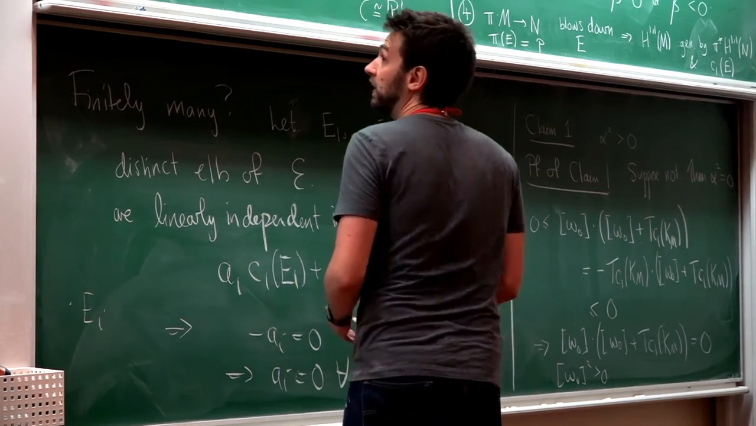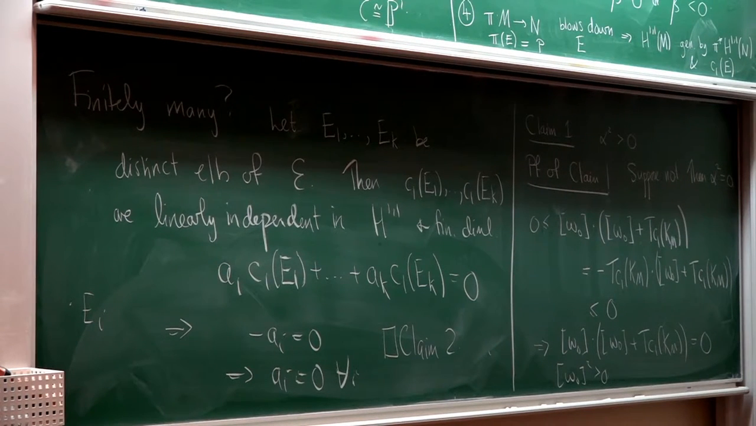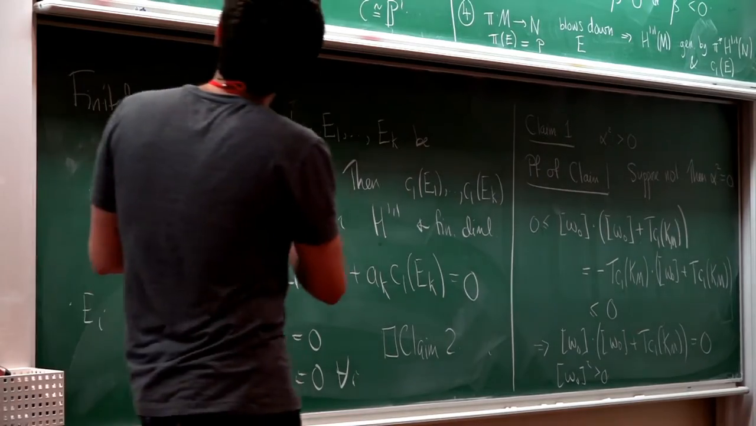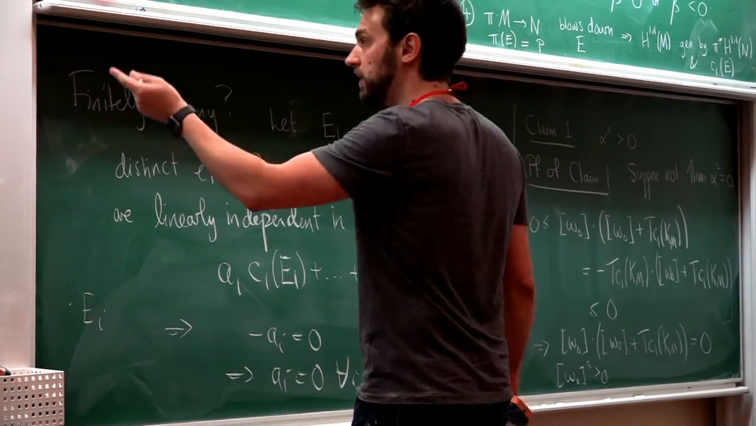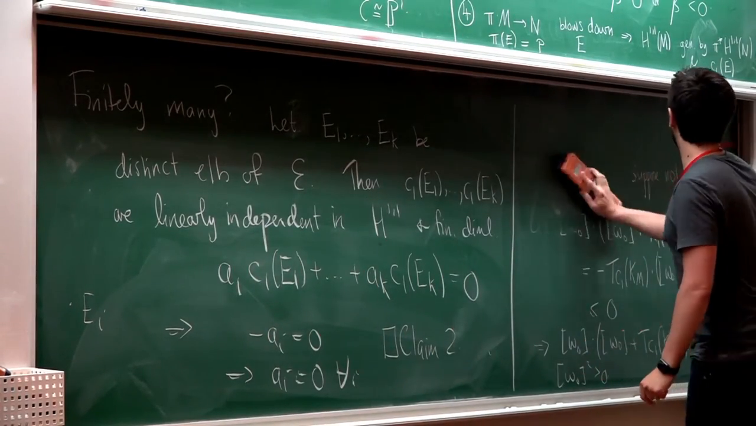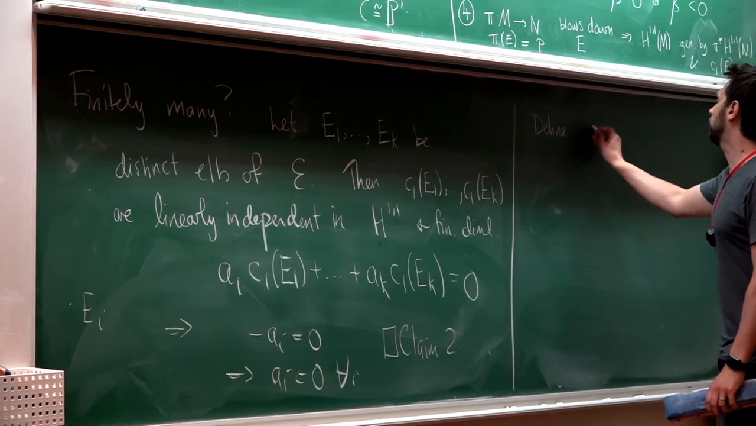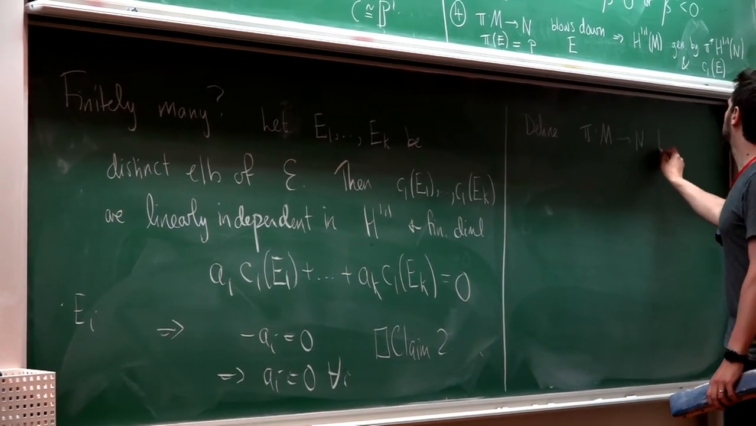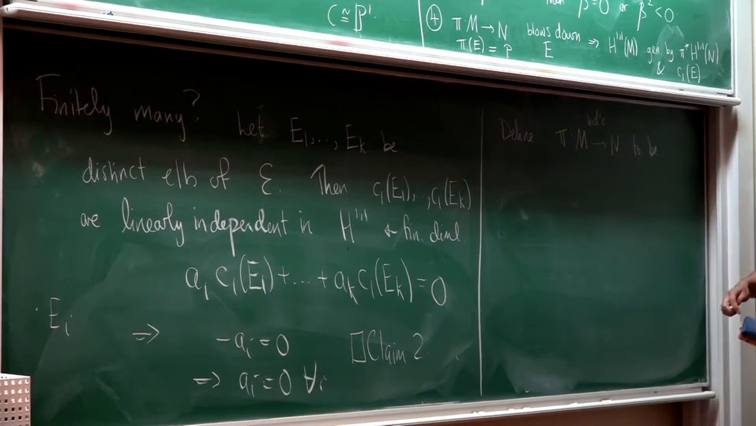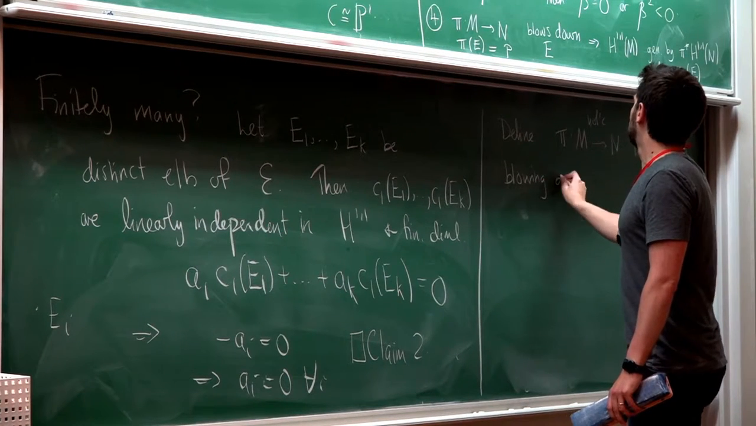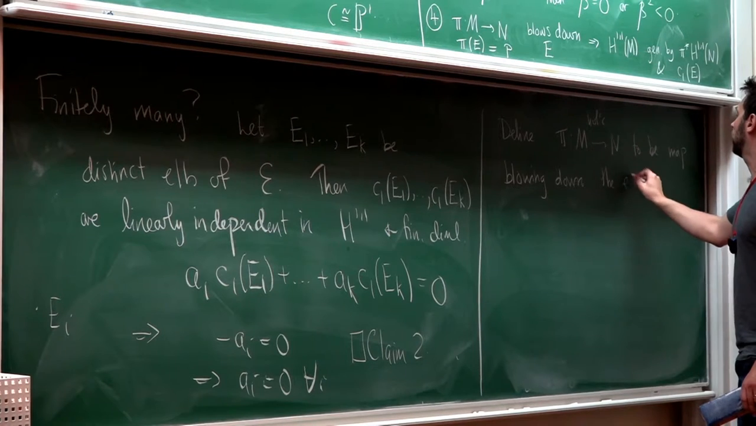Okay, finally, claim 3 is that, so I need to say, what's pi? So I'm just going to define pi to be the map blowing down these EIs, E1 to EK. So define pi from M to N to be this holomorphic map. Remember I said last time that if you have a minus 1 curve, then it's a theorem that there exists a holomorphic map which blows them down. Now we have finitely many disjoint ones, so you can still do that. So let this be the map blowing down the elements E1 to EK of curly E.